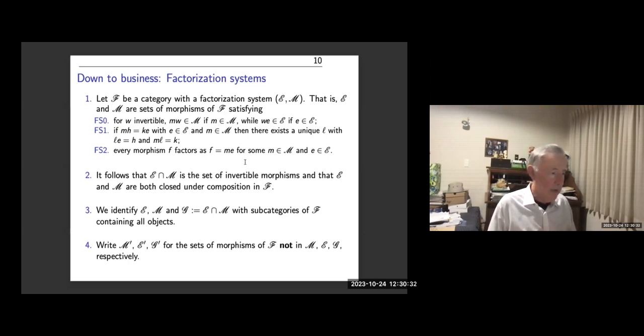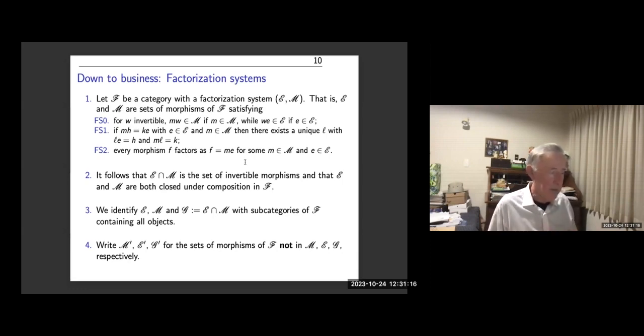And so I'm going to identify at times the E with the subcategory of F with the same objects as F and the morphisms that are in E. So sometimes E will mean that subcategory, and not just a set of morphisms. And M has the same objects as F and the morphisms that are in M, because they're closed under composition, and obviously identities are in there as well. And then the intersection is the groupoid we're talking about. It's the invertible morphisms in F. So it's got the same objects as F and the invertible morphisms.